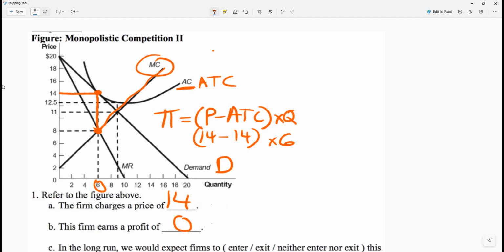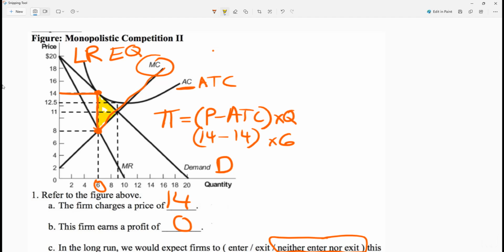So this actual graph is known as long run equilibrium. What it means is firms are not going to enter, not going to exit, so there's no incentive to enter or exit when this market has reached its long term. Now, let's do one more thing here before we leave.